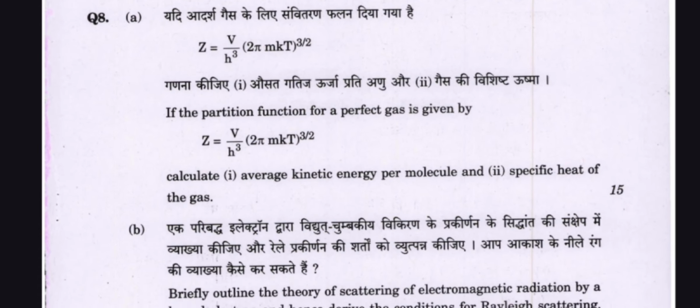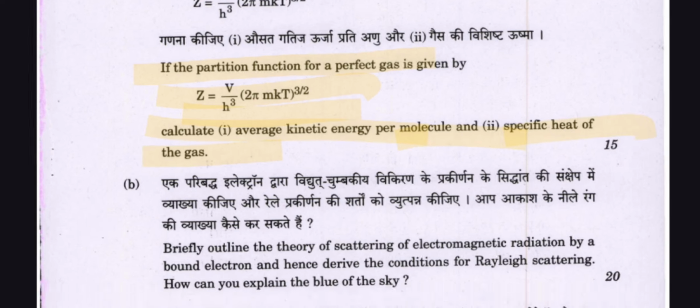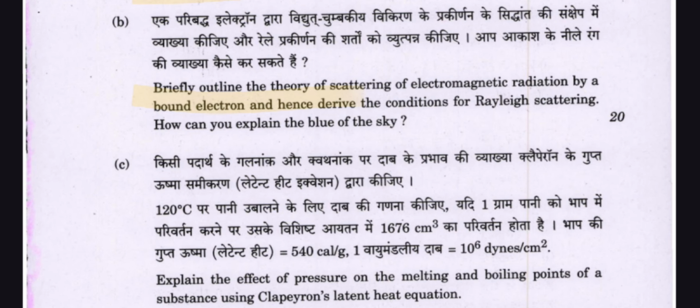And question number 8 is here. If the partition function for a perfect gas is given by Z equal to V times (2 pi m kT over h squared) to the power 3/2, so this is very easy. Calculate the average kinetic energy per molecule and specific heats of the gas. And question number B is here. Briefly outline the theory of scattering of electromagnetic radiation by a bound electron and hence derive the condition for light scattering. How can you explain the blue of the sky?